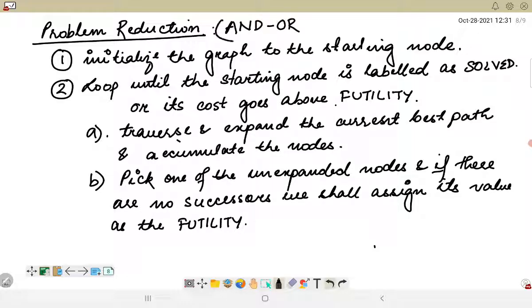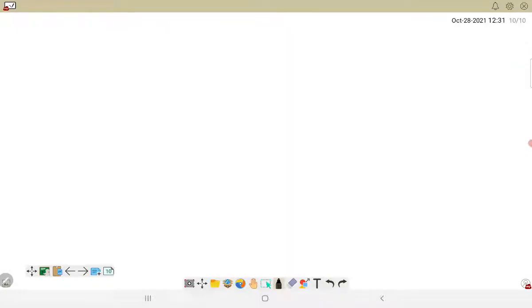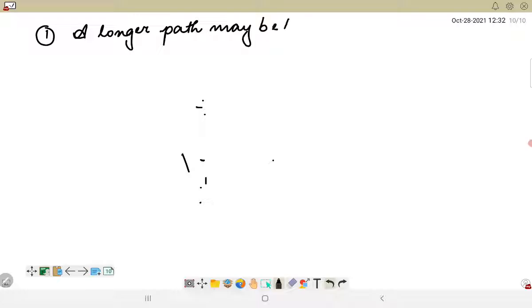Okay, so we will understand this better when we do the AO star algorithm, and we will basically identify how an optimal AND-OR graph can be solved, or how an AND-OR graph can be solved optimally. Now there are certain things which are associated with the AND-OR graph. The first point is that a longer path may be better. So in this there is one condition which states that a longer path may be better.